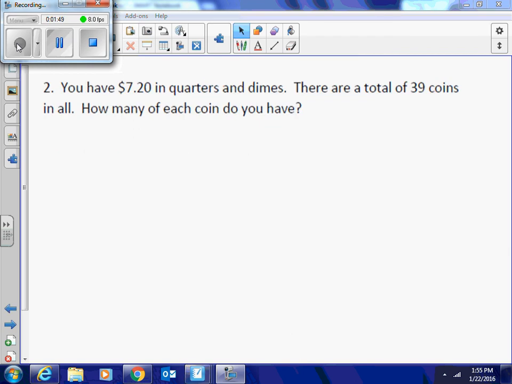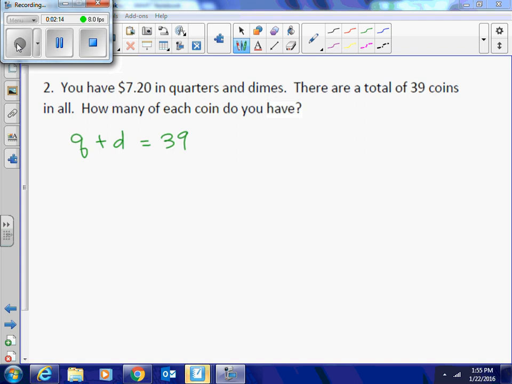Question 2. You've got $7.20 in quarters and dimes. There are a total of 39 coins in all. How many of each coin do you have? Well, believe it or not, we've got enough information here to write two equations. I do know my quantity of coins, quarters plus dimes, total 39 coins in all. That's my quantity. Now the value.